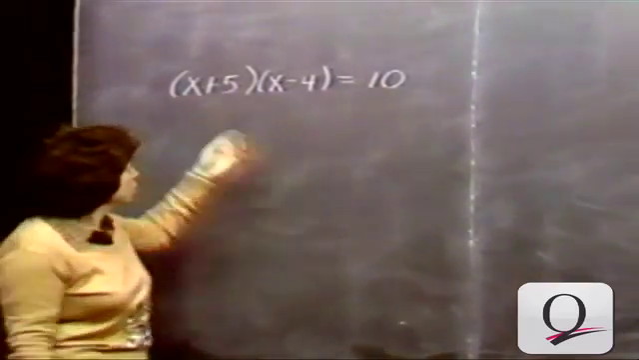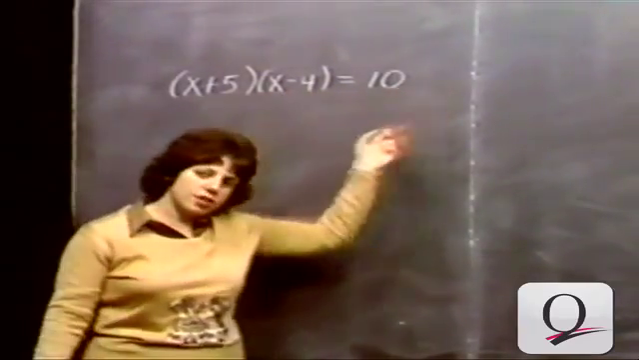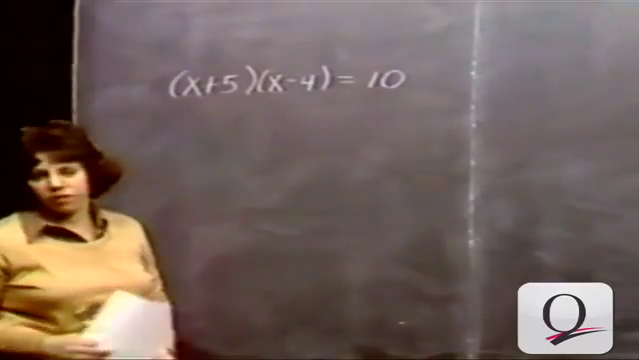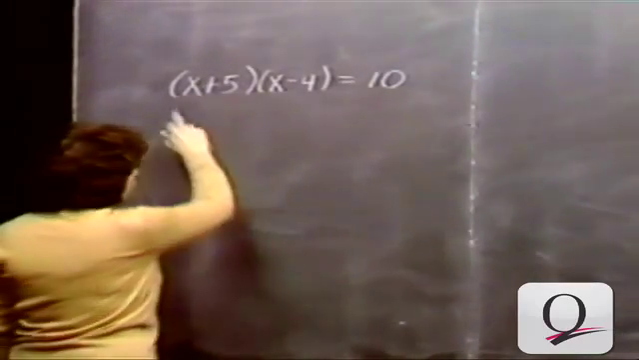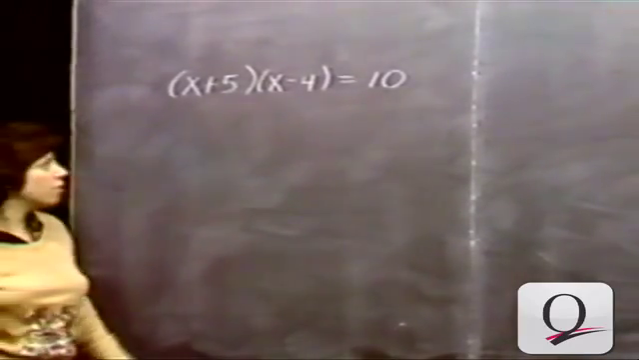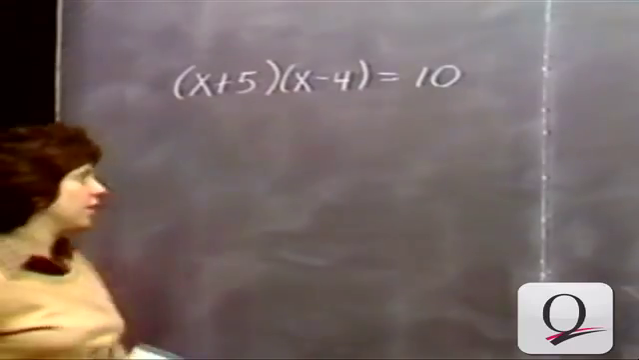So what you first have to do is use the FOIL method to multiply these two binomials, then to subtract 10 from both sides, and then and only then can you really start the problem. Okay? Don't fall into the trap. You can't say, well, one is 10 and one is 1, or one is 5 and one is 2. You don't know anything. If the product of two numbers is equal to 10, you don't know anything definitely.